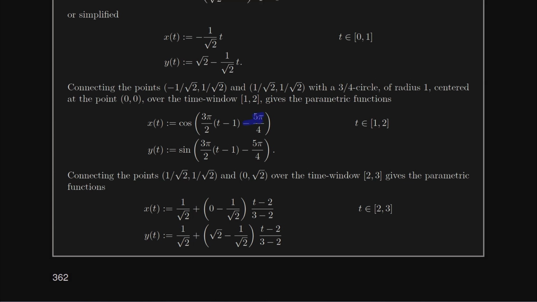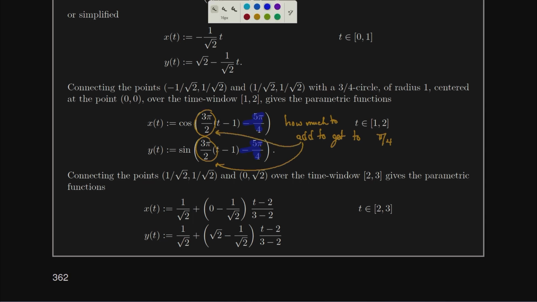The easiest way is to start at negative 5 pi over 4, and then we ask ourselves, how far do I have to move to get to where I want to go? How much to add to get to pi over 4? Well, if I add pi over 4 to 5 pi over 4, I get 3 pi over 2. So I'm going to add 3 pi over 2 at the time t is equal to 2.